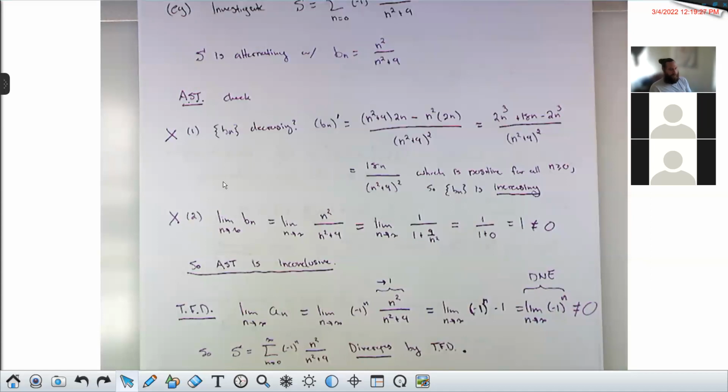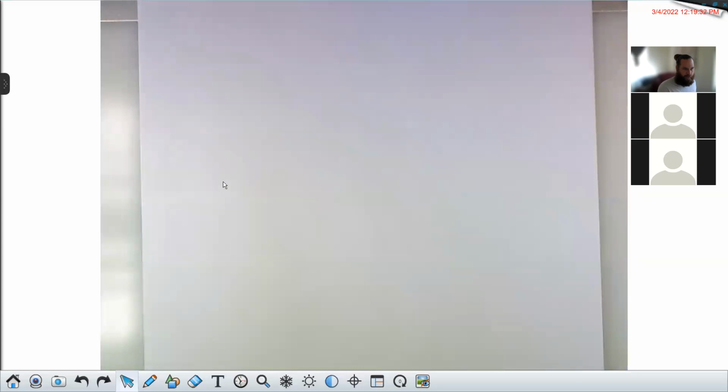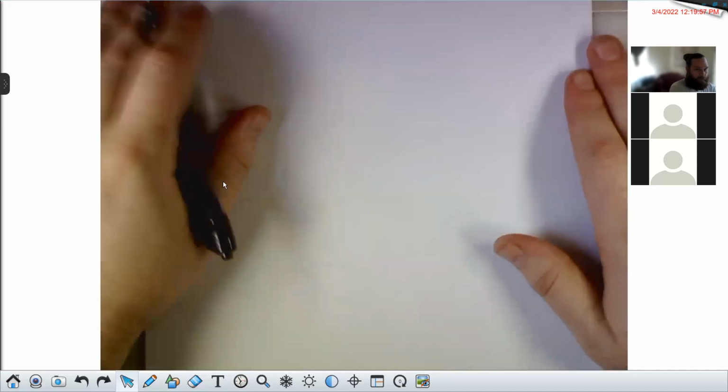Okay. The last thing we need to talk about is something called the estimation theorem for alternating series. And I'm going to come back to this picture we drew when we were proving the alternating series test. First, let me just share with you the theorem.